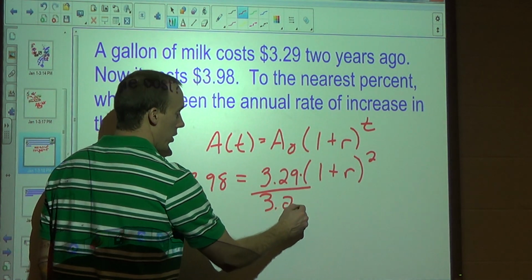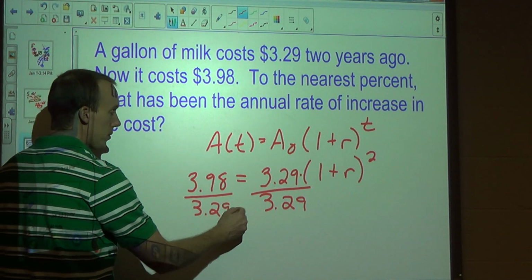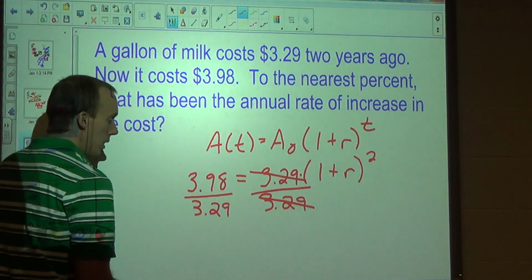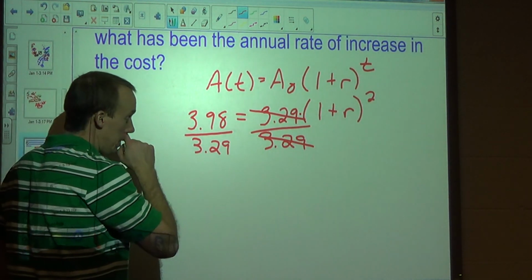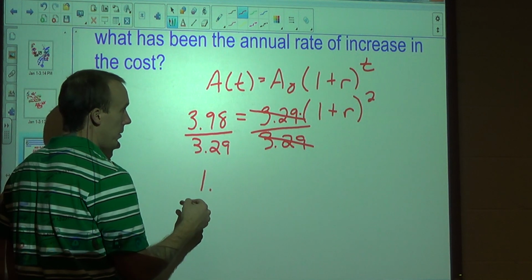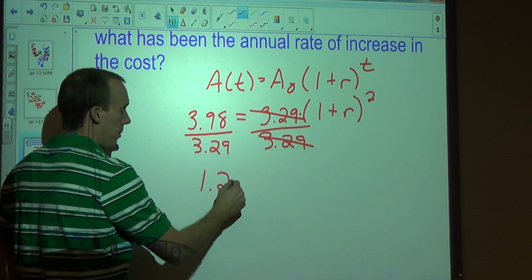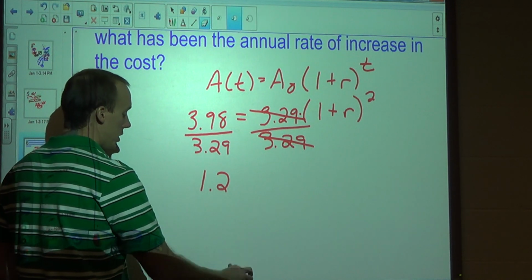Division, yep. And what you do to one side, you do to the other. I don't know that as a decimal, so you need a calculator. And you can tell me what it is. So it's 1 point something. Give me one more decimal. It's 1.209. We'll go 1.209 then.